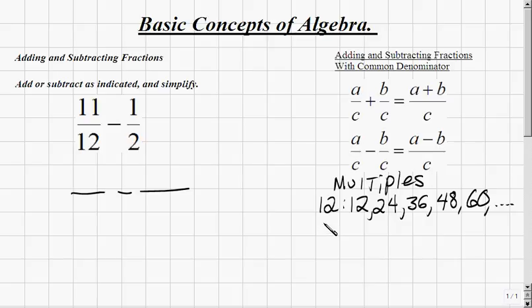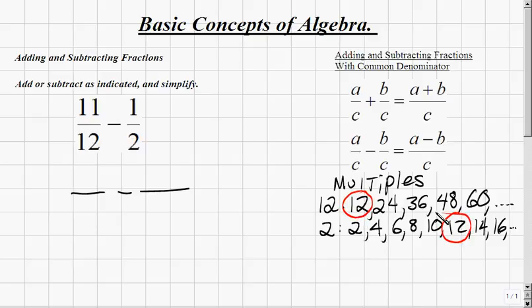The multiples of 2: our first multiple is 2, and if we add another 2 to that, we'd get 4. Adding 2 again, we'd get 6, and 8, and 10, and 12, 14, 16, and so on. So our common denominator is the first number that appears in each list, our lowest multiple, the lowest common multiple. And we see that that would be 12 in both cases. That tells us that our common denominator should be 12.